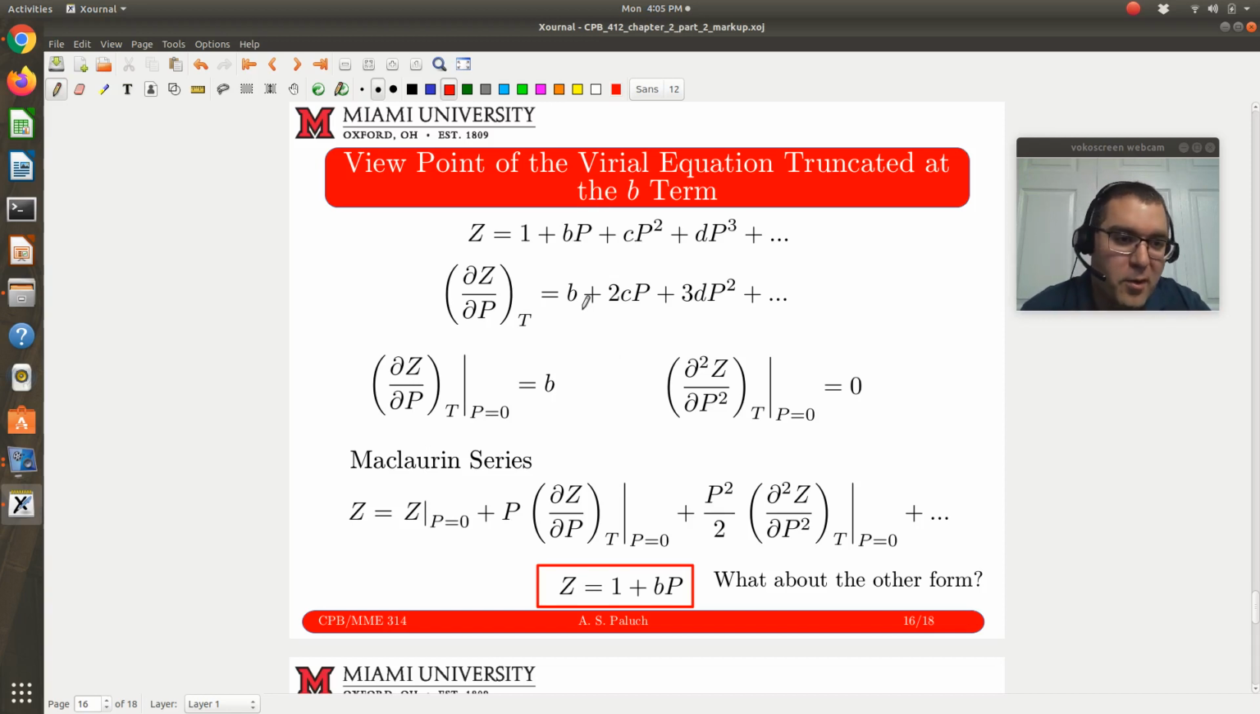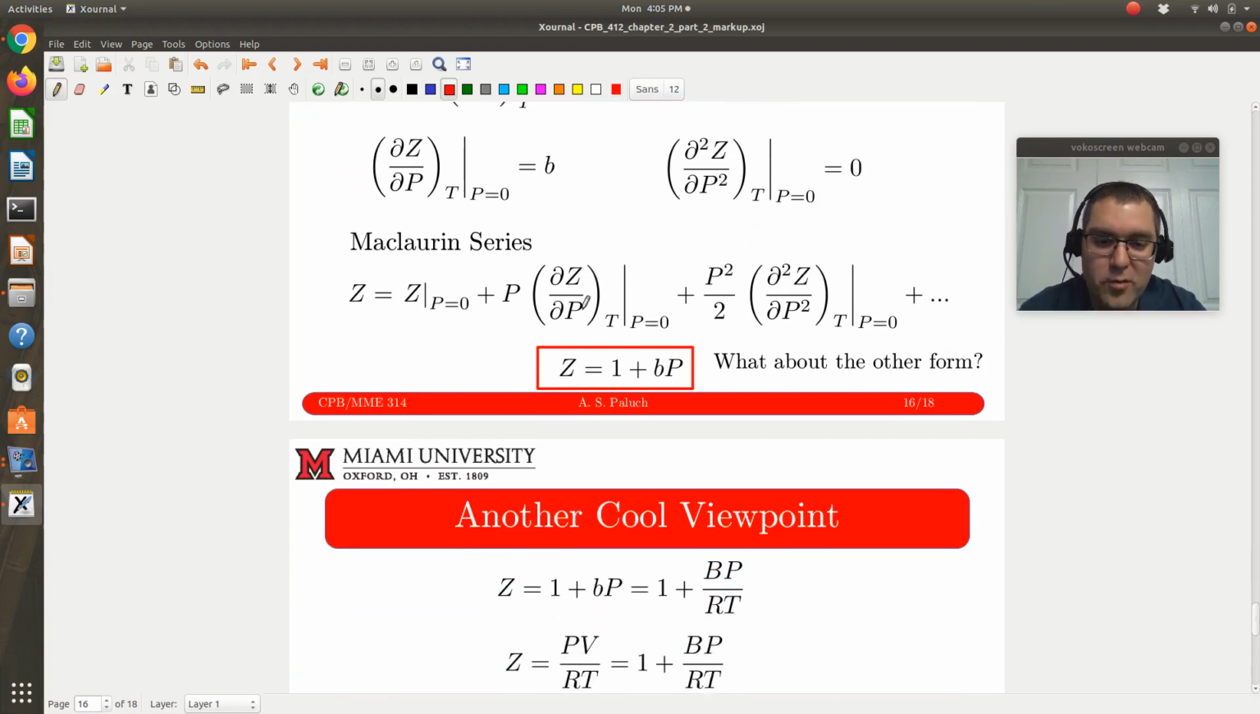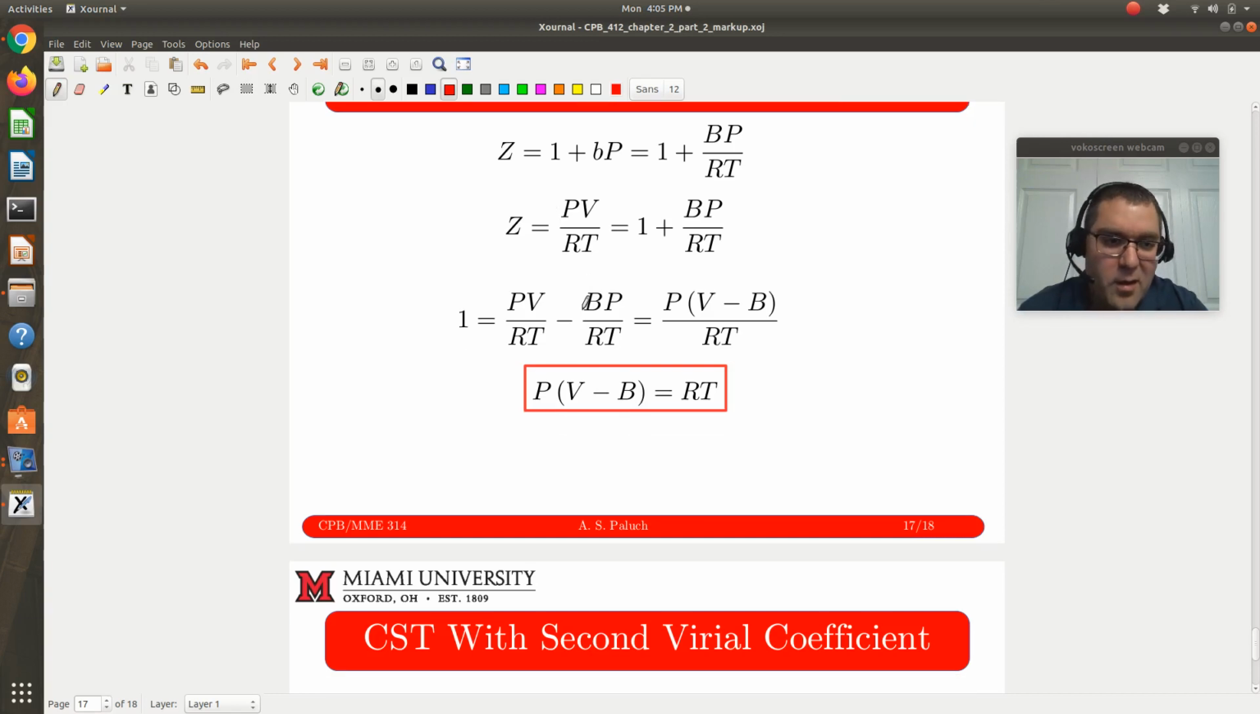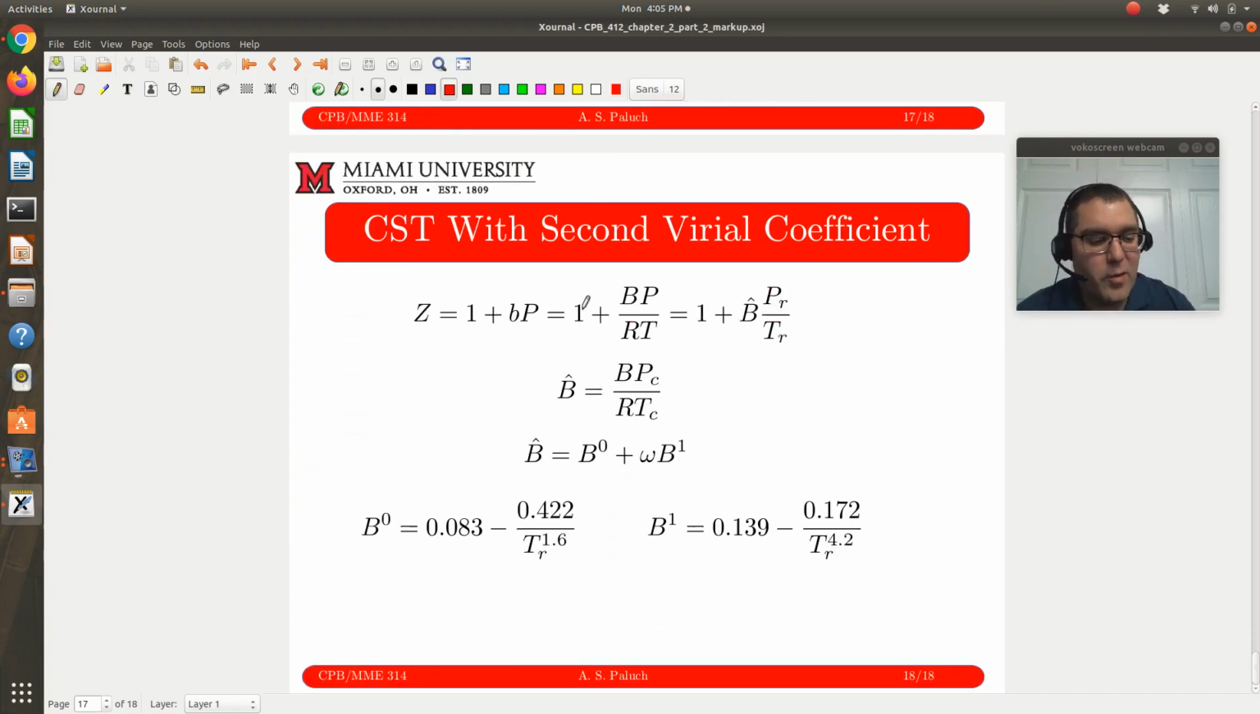So I can think about a Maclaurin series expansion about the limit that P goes to 0, my ideal gas state. That first term is just that first order correction. And so if I'm dealing with the truncated Virial equation, its range of applicability is extremely limited. So you would only use this when your system is close to that ideal gas limit.